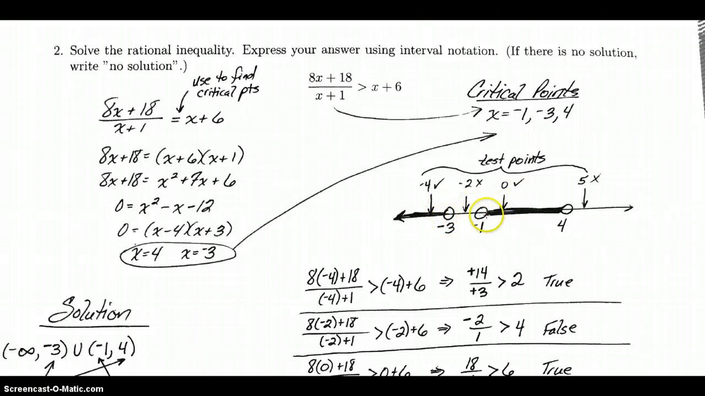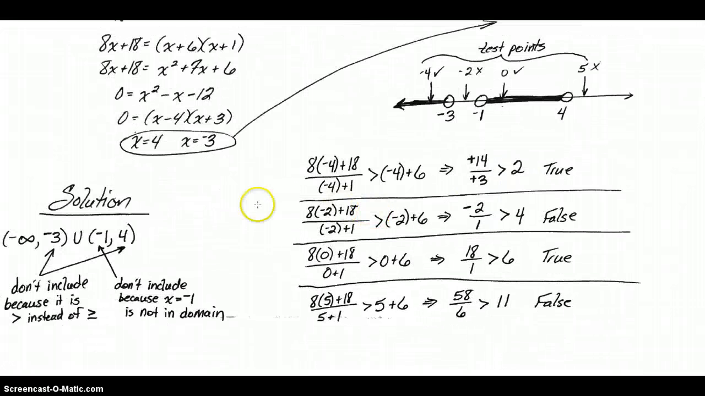But you'll notice I have a third critical point here. Where does that come from? That comes from the domain of the original function. I notice that x cannot be -1. Then I put a test point in from each of my 4 regions. I find out that these 2 regions are okay, and so that's my domain.